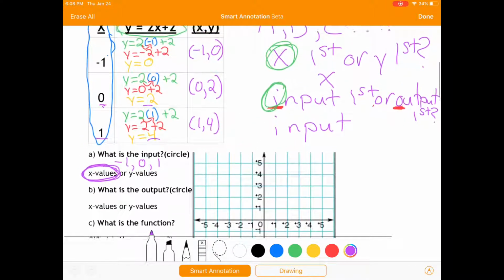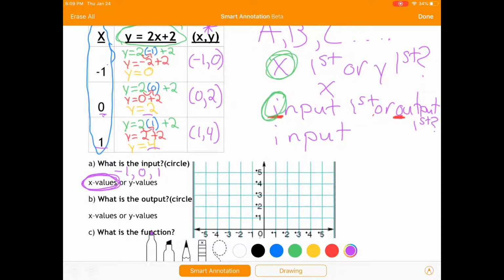Now B asks, what is the output? The output is going to be the second thing in the alphabet, compared to all of this stuff that I put up in the top right corner. So we're going to look at that second. We did that in the table where we have our yellow. So we're going to have 0, 2, and 4, and those are going to be our y values.